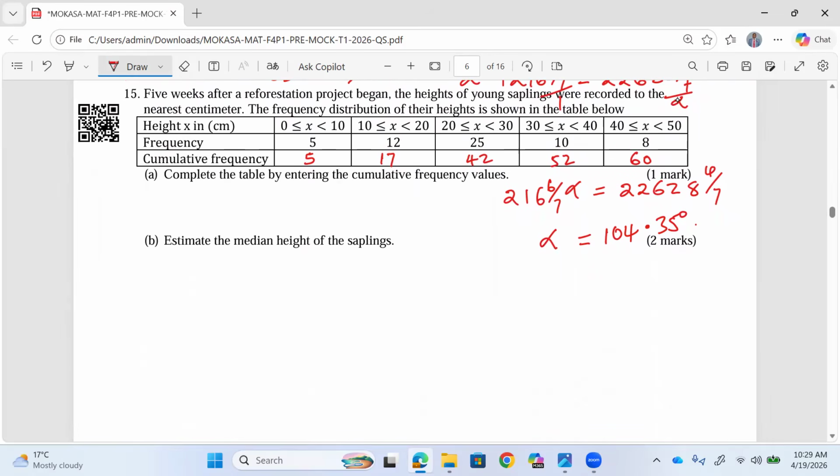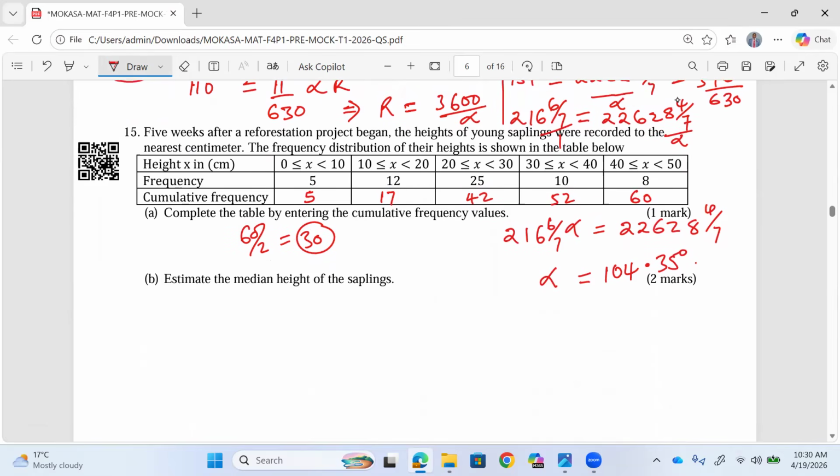Estimate the median. Before we estimate the median, we're supposed to identify the median class. So 60 over 2 gives us 30. Now the class that contains the 30th sapling, that is the class we need. You can see these are just 5 according to the cumulative frequencies. These are just 17. But now these are 42, meaning that the 30th is in this class. So this is our median class now.